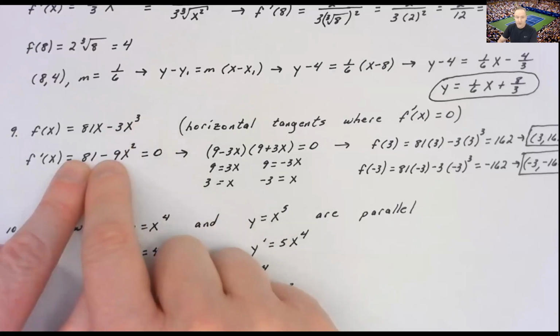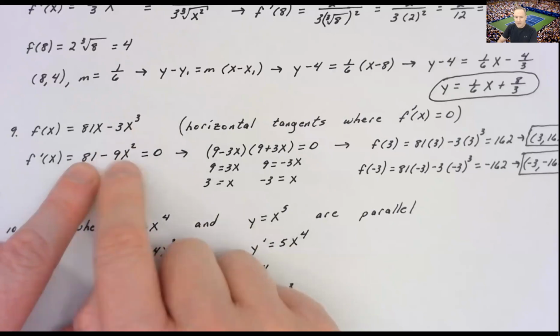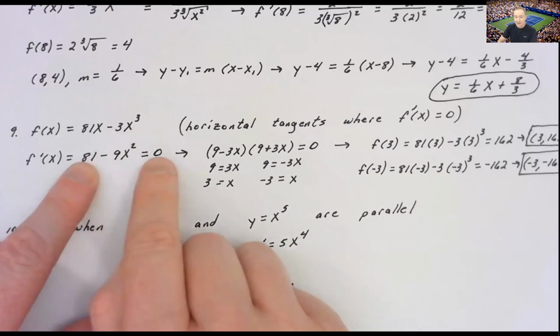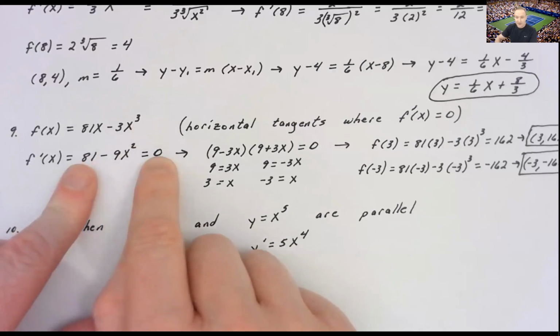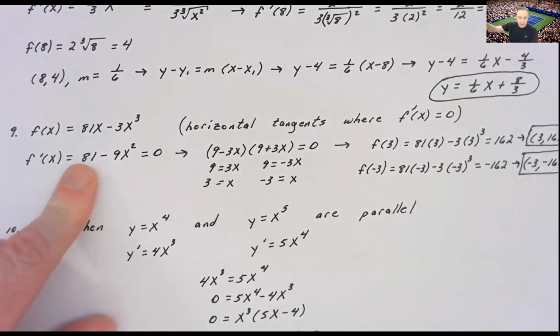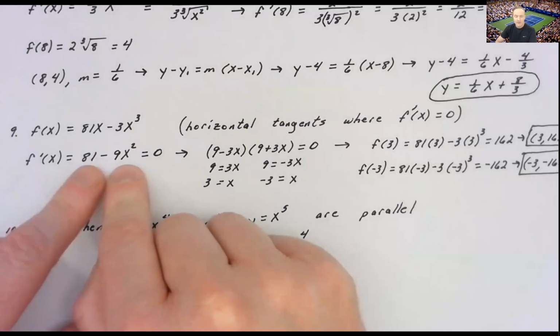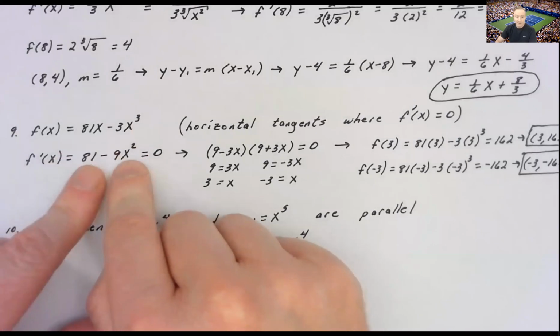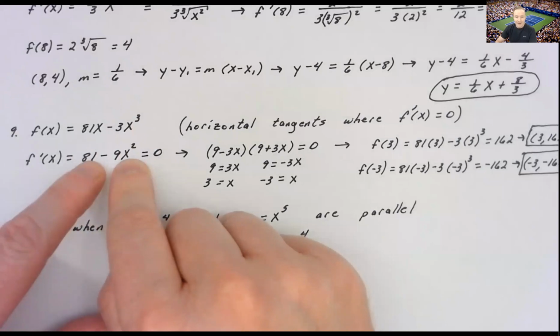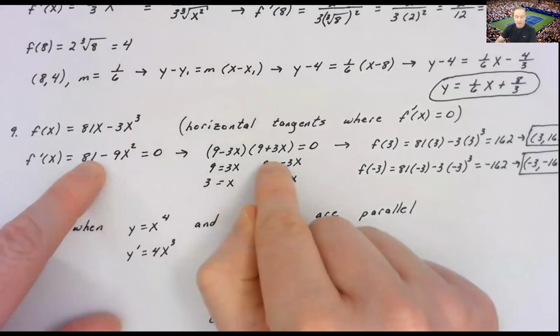Keep the sign in front of it. So I get 81 minus 9x squared. We need to set that derivative equal to 0 to find out where the tangent line would be horizontal. And so you'd say, well, okay, if I set this equal to 0, this left-hand side is easily factorable by difference of two squares. I could call it 9 minus 3x and 9 plus 3x.